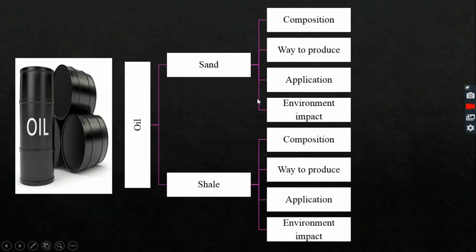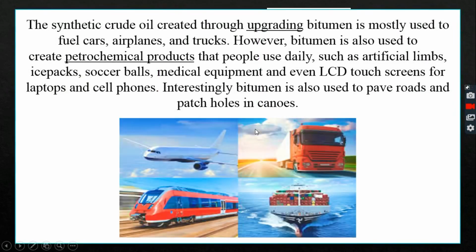The third comparison is in terms of application. Oil sand is mostly used to fuel cars, airplanes and trucks, and it's also used to make petrochemical products such as LCD touch screens and medical equipment.